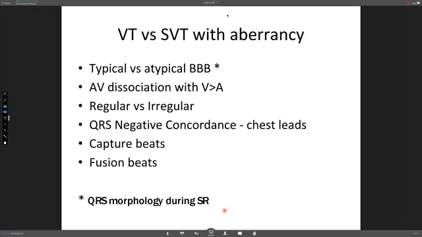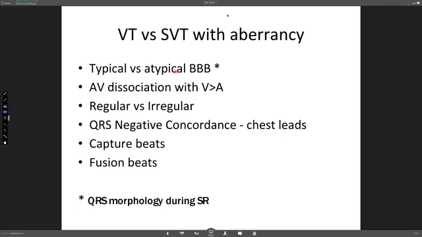But I always start with what is the most sensitive and most reliable criteria. So if this is SVT with aberrancy, we should expect typical aberrancy. I put a mark here to say that this is provided that you look at the QRS morphology during sinus rhythm, and provided your sinus rhythm morphology is normal, then this criteria will almost always give you, I wouldn't say 100% answer, but will give you a very good clue to whether this is SVT with aberrancy or VT.